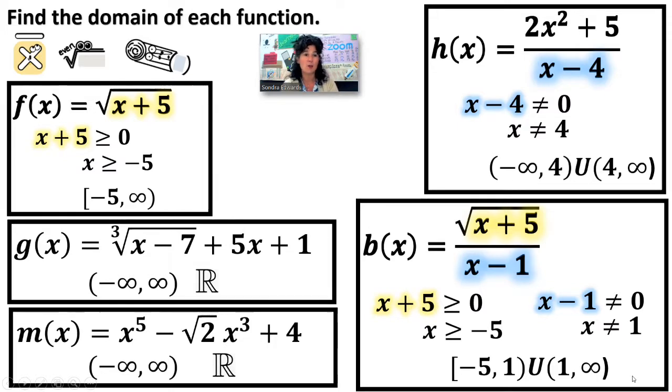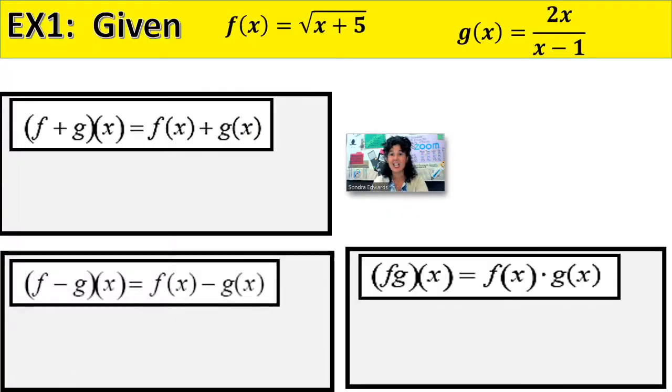Now that we've found the domain of each one of these functions, we're going to start adding, subtracting, multiplying, and dividing these functions. And afterwards, we'll find the domain of the resulting function. Here we go. Let's add, subtract, and multiply the functions f and g. I want you just to notice the notation there though, f plus g of x. That is the same thing as f of x plus g of x.